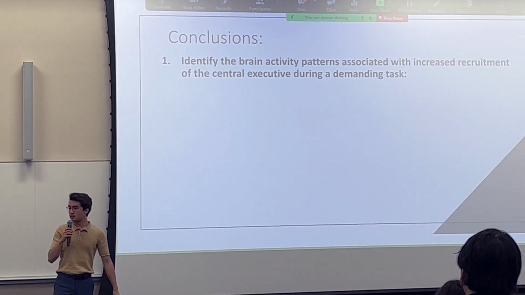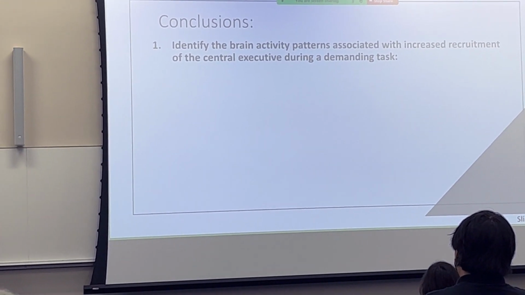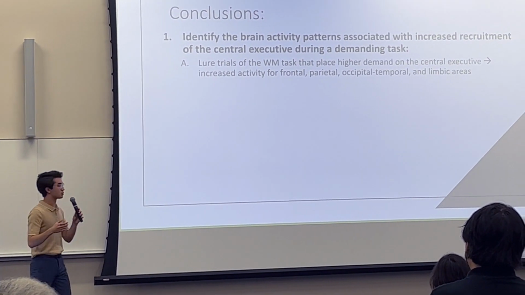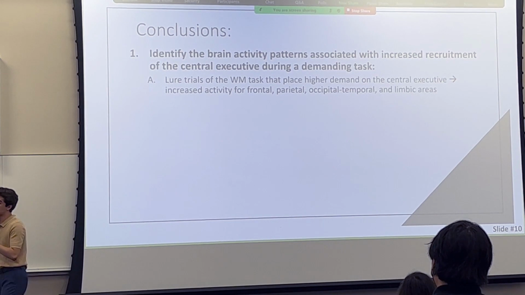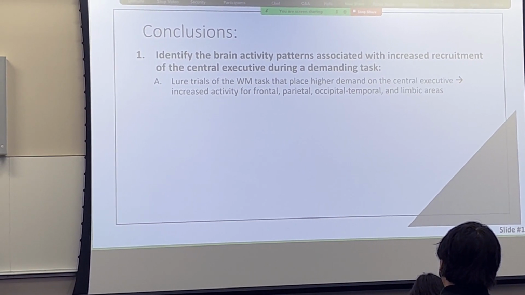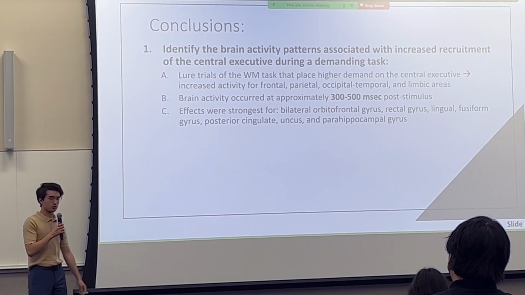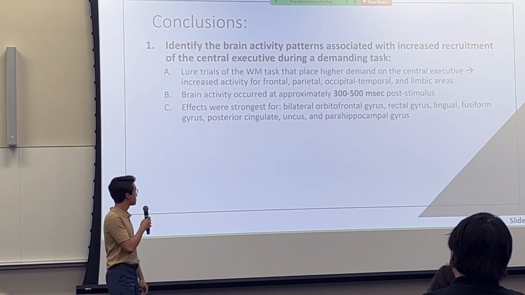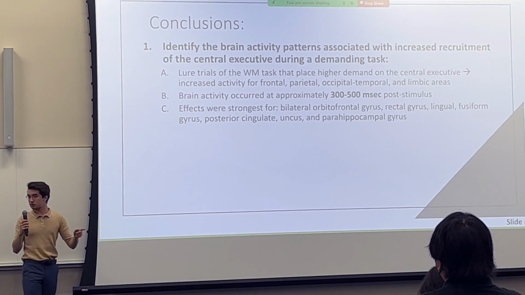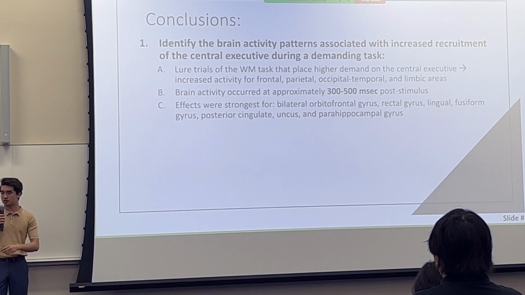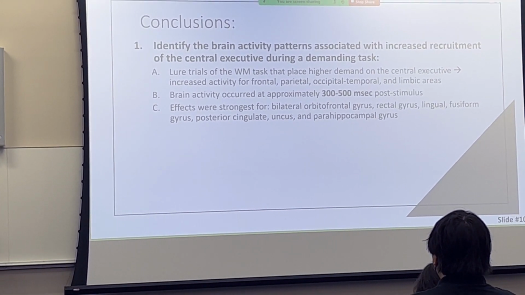Our conclusions here are just a reinstatement of our purpose. We wanted to identify brain activity patterns associated with increased recruitment of the central executive. Ultimately, we found that the lure trials had significantly more active brain areas than the other 2 trials, specifically the frontal, parietal, occipital, and limbic areas. We also found that most of these brain areas were active at 300 to 500 milliseconds after the stimulus, and that the bilateral orbital, rectal, lingual, fusiform, posterior cingulate, uncus, and parahippocampal gyrus were the most active brain areas in the lure trial.